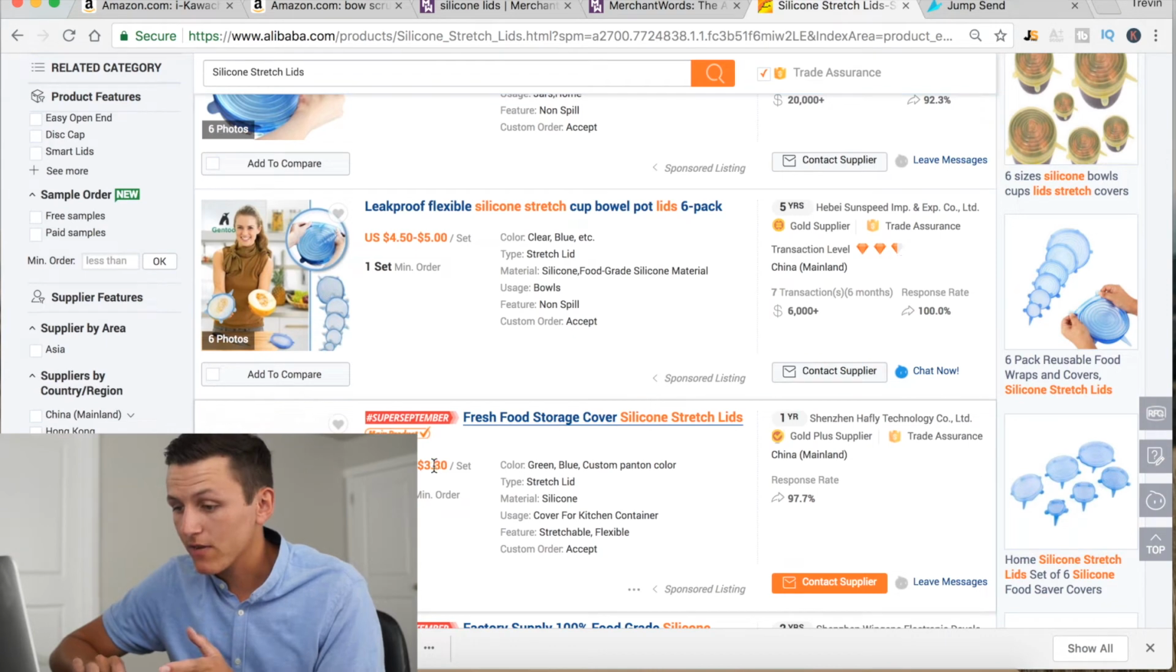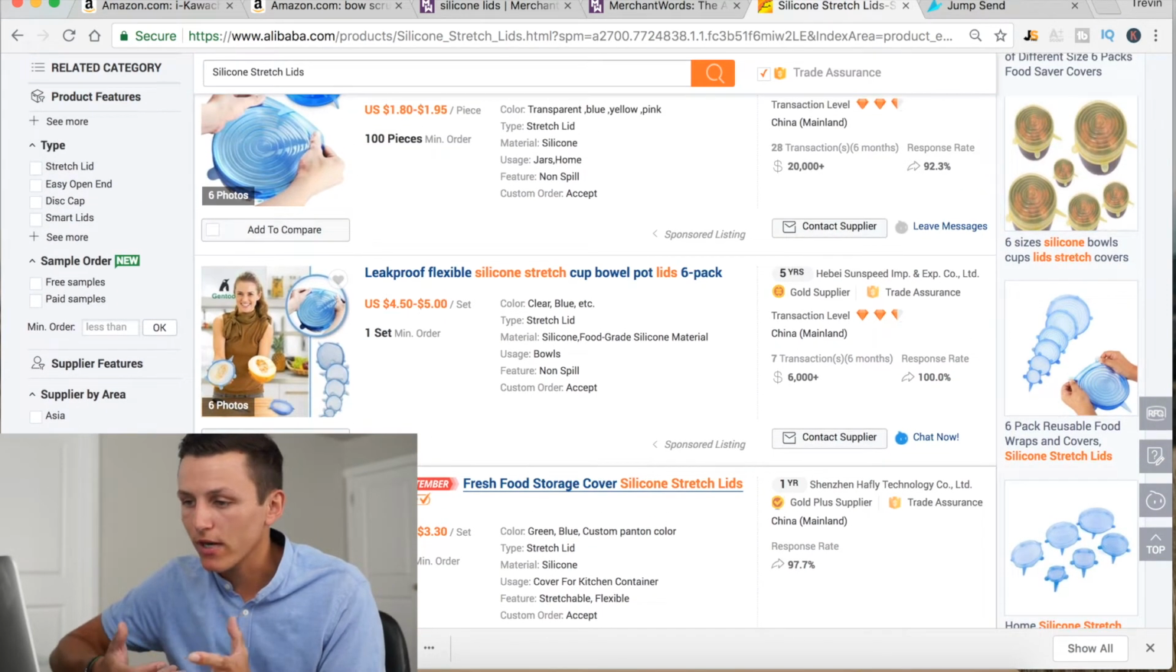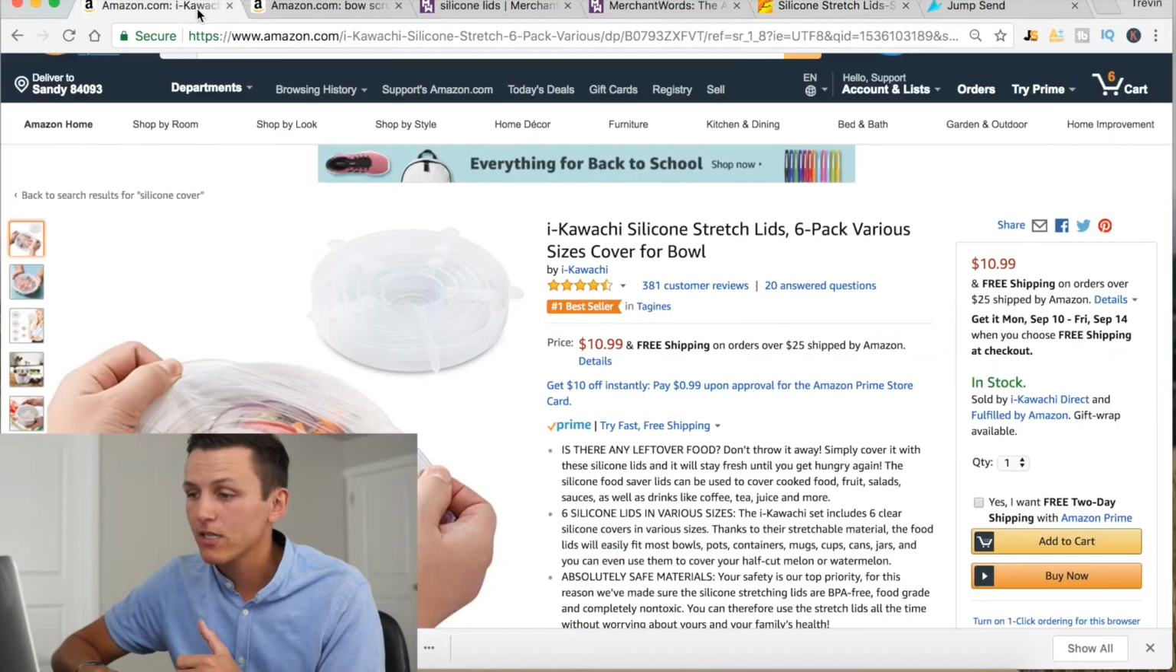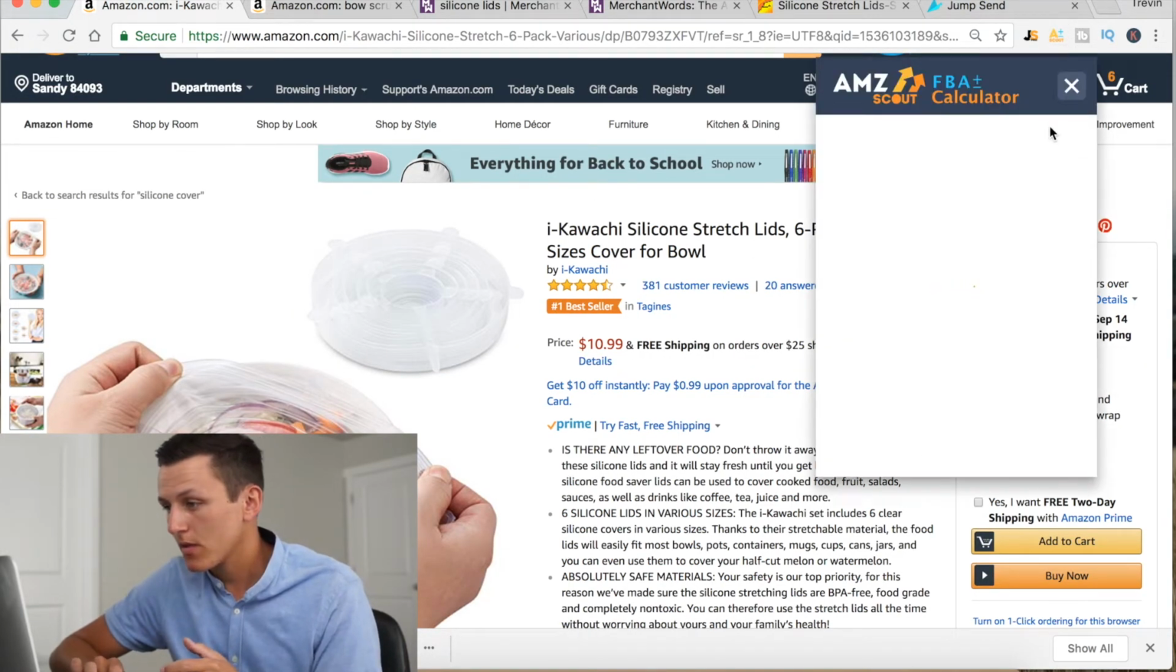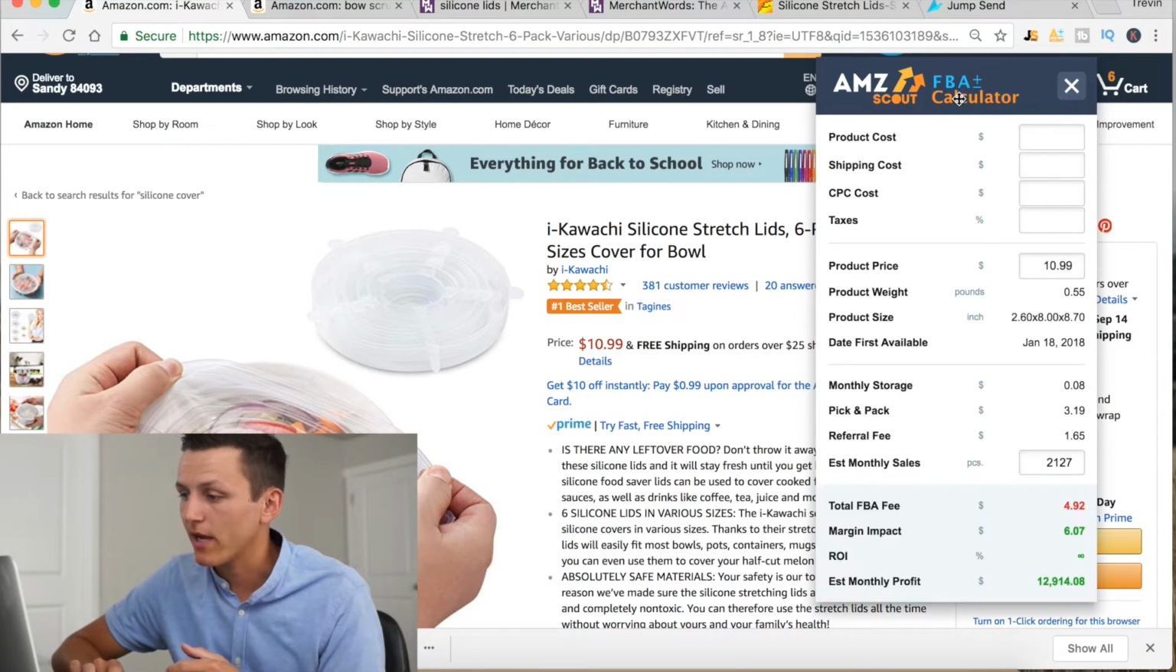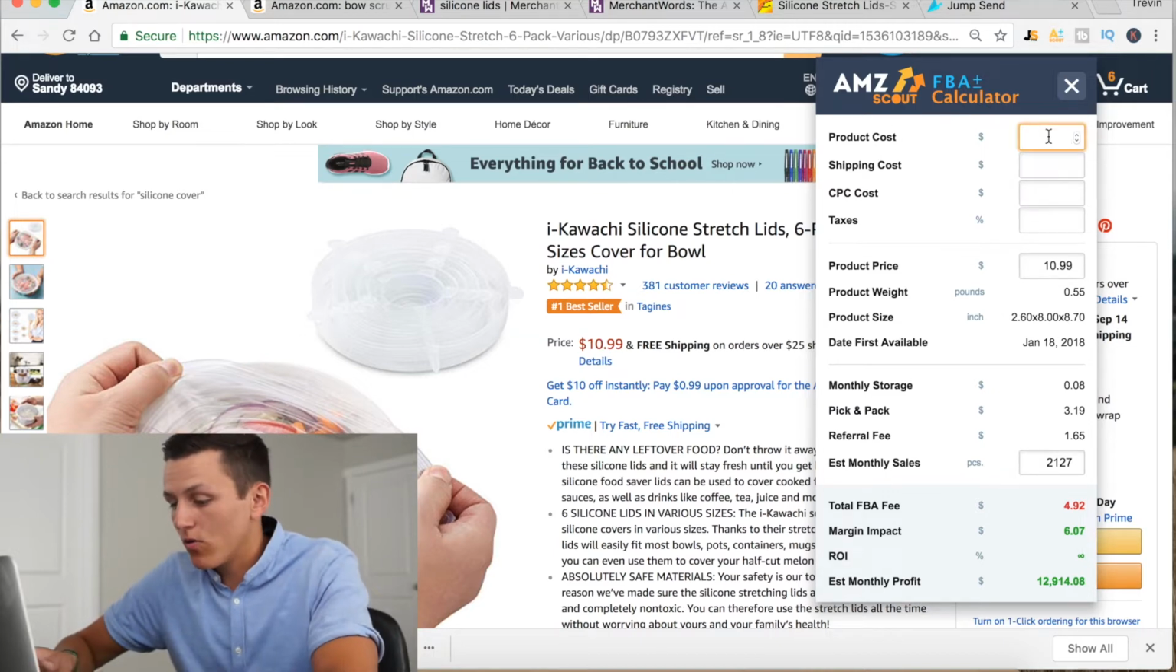And then here's a little bit more expensive. So basically average price plus shipping we'll say is going to be $3 per pack landed at the Amazon warehouse. That's just an estimate, it could be more, it could be less, but $3 is probably a safe estimate. Then I'm going to hit the FBA calculator. This is a free extension that you can download. I will include that in the link down below as well. You're going to enter in the product cost, so we'll say $3, roughly.